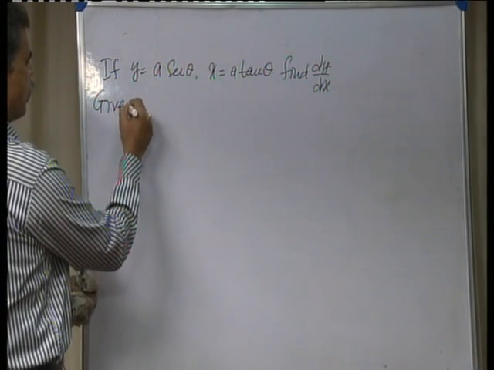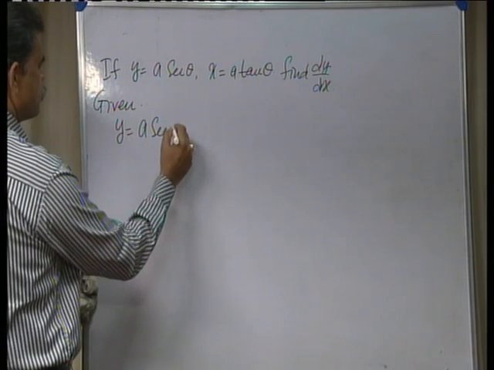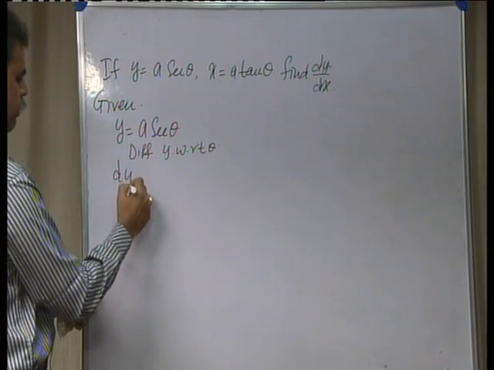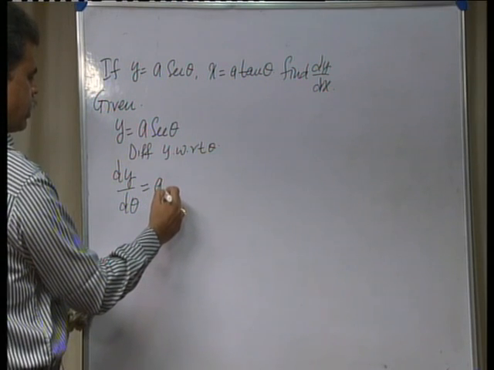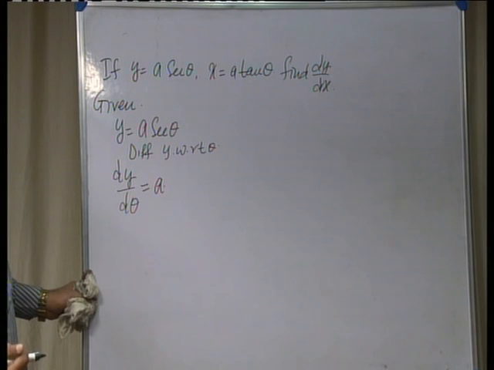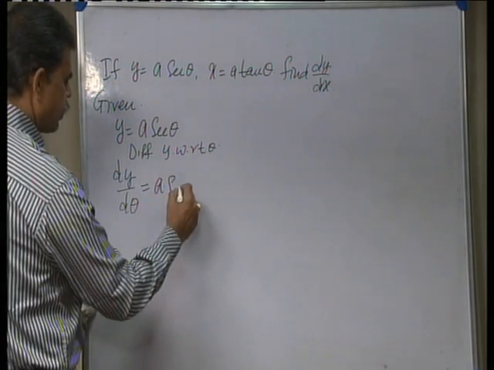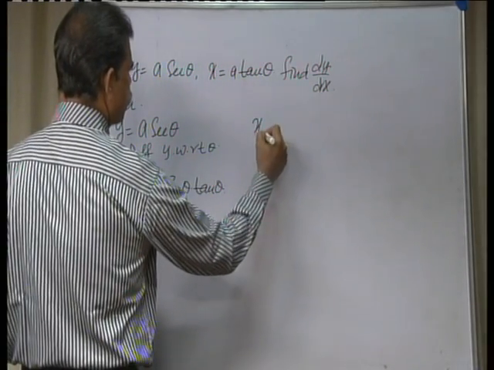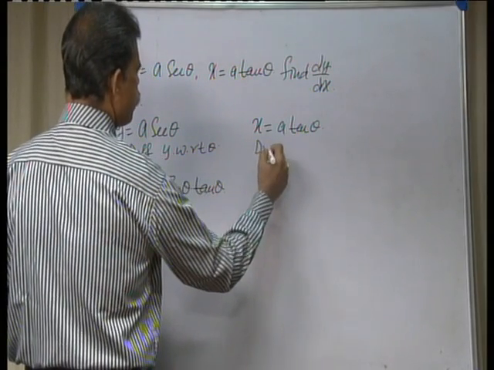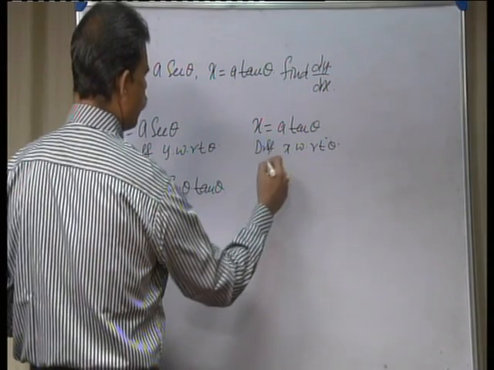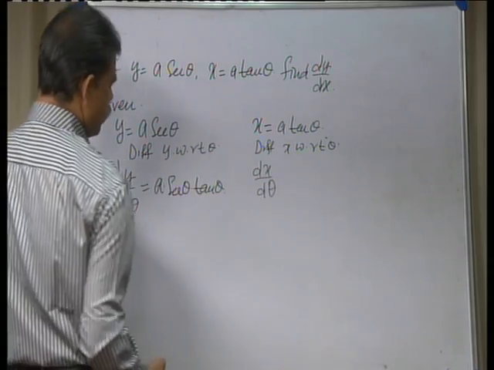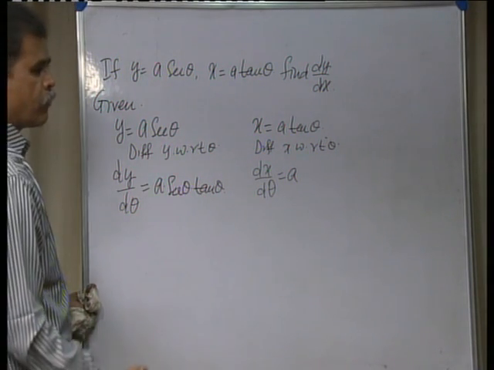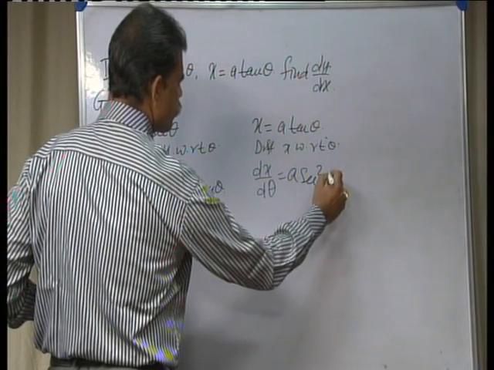Given x and y. You take y is equal to a into secant theta. Differentiate y with respect to theta, we get dy by d theta. So, dy by d theta is a into the differentiation of secant x, which is secant x into tan x. According to that, the differentiation of secant theta is secant theta into tan theta. This is the derivative of y with respect to theta. Then you take x is equal to a into tan theta. Differentiate x with respect to theta, we get dx divided by d theta. Here a is constant, and the derivative of tan x is secant square x. So the derivative of tan theta with respect to theta is equal to secant square theta.